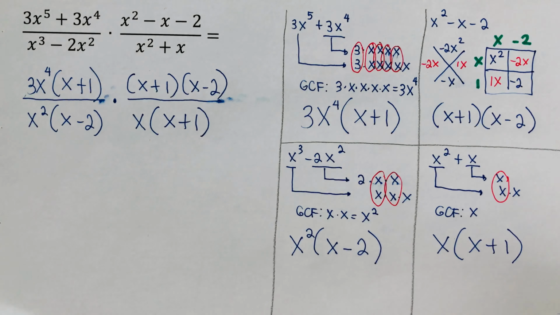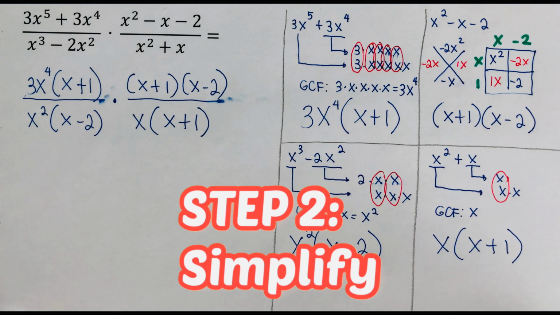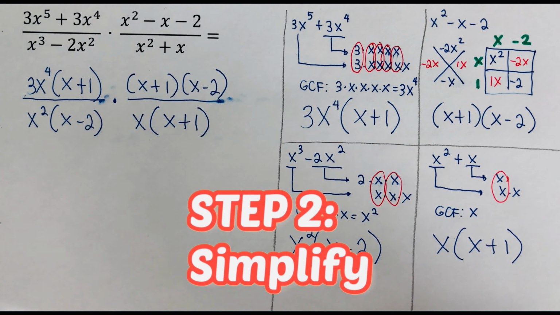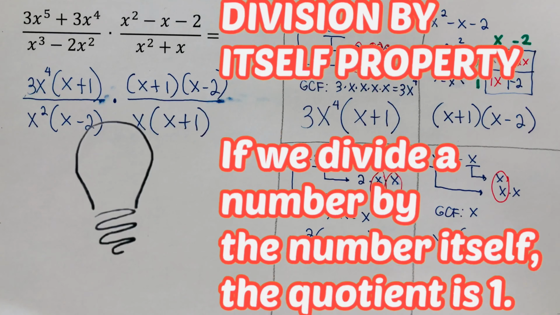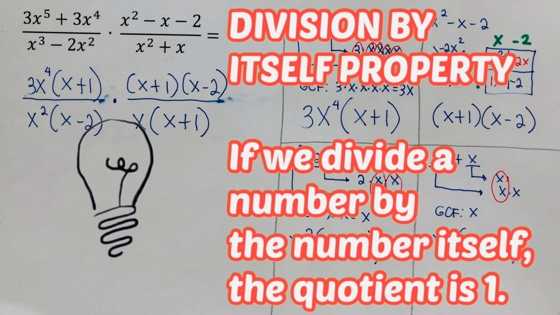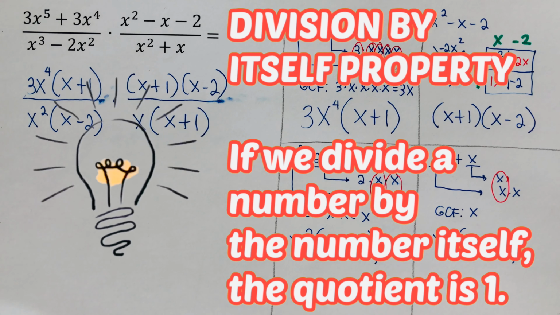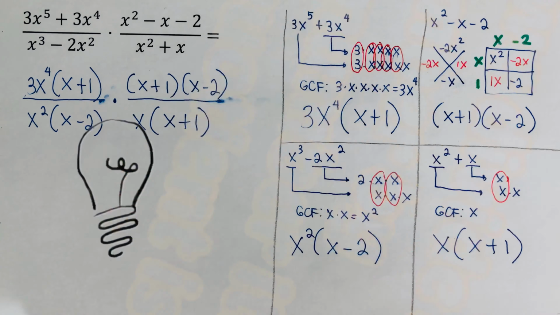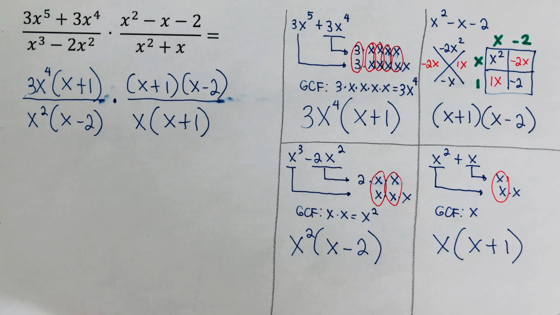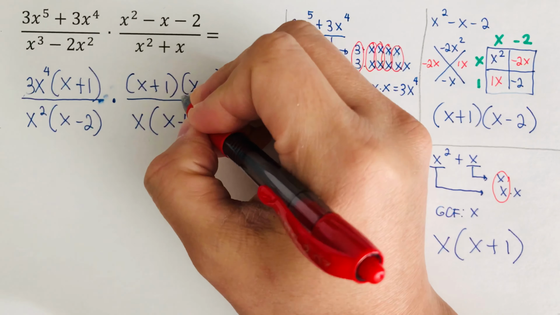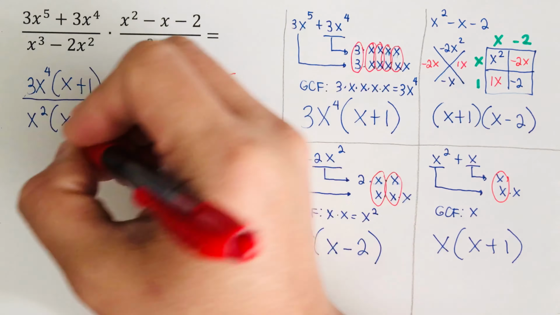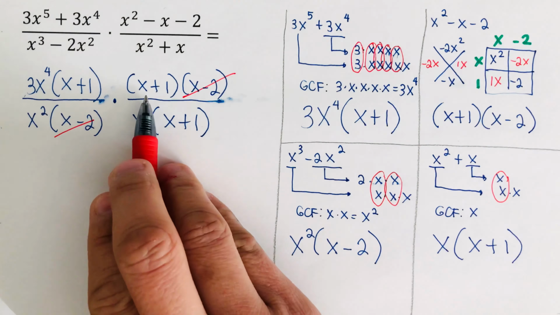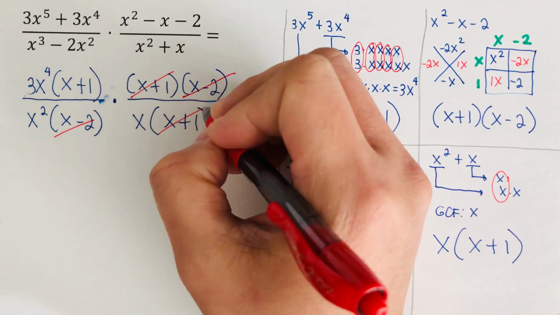Okay, so I factored them out, both the numerator and the denominator. That's the first step. Now, the second step is to simplify. In order that we can simplify this, we are going to use the division by itself property, which states that if we divide a number by the number itself, the quotient is 1. Now, we can actually just simply cross them out, but then again, we remember that when we cross out, it doesn't come out 0, but instead it's equal to 1. So then we can go ahead and cross out this x minus 2 and x minus 2. Then we can cross out the x plus 1 and x plus 1 as well.